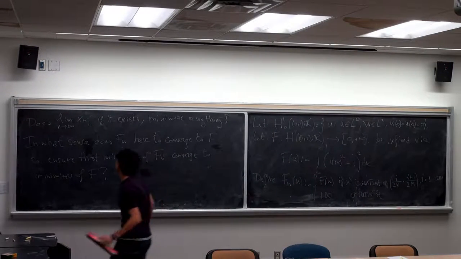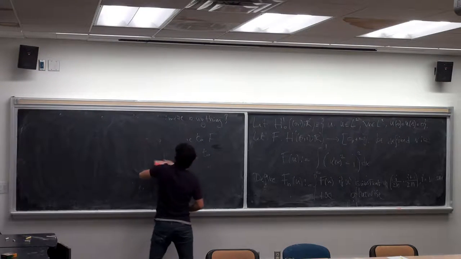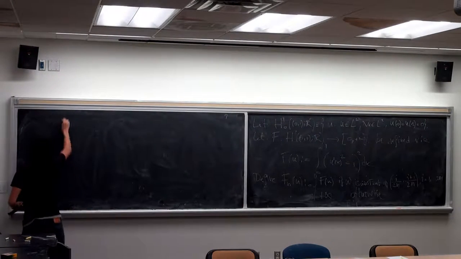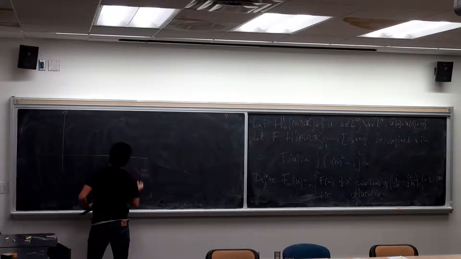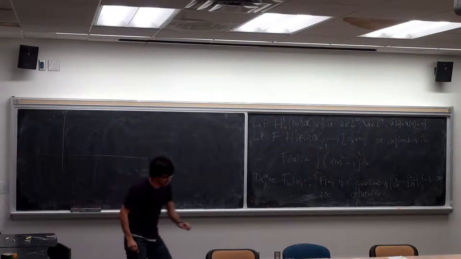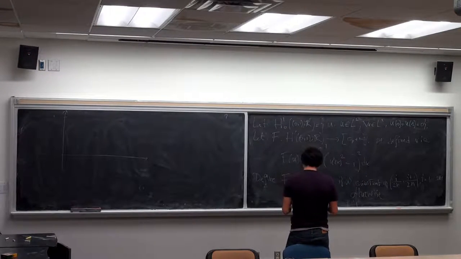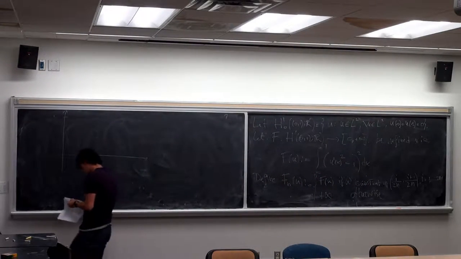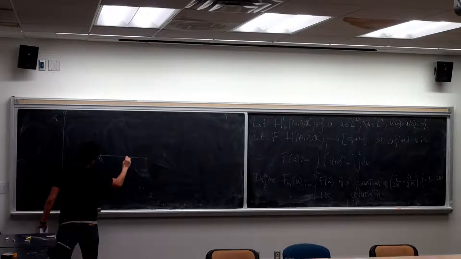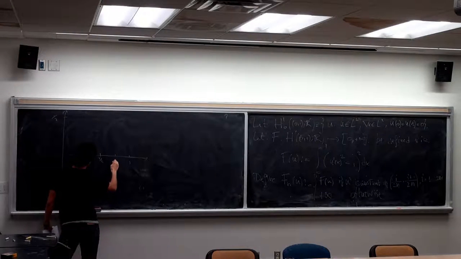And it's really easy to see that, let me sketch something. So let's say this is 1. This is 1 over 2. This is 1 over 2. This is 1. 1 over 4, 3 over 4.